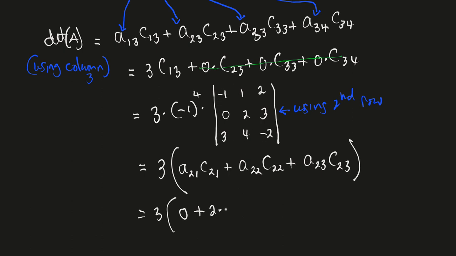So by definition, it's negative 1 to the power 2 plus 2, so that's 4. And then I have to delete the second row, second column, and find the determinant of the submatrix that remains. So if I delete the middle row and the middle column, I'm left with negative 1, 2, 3, negative 2. So let's write that smaller determinant down. So negative 1, 2, 3, negative 2.